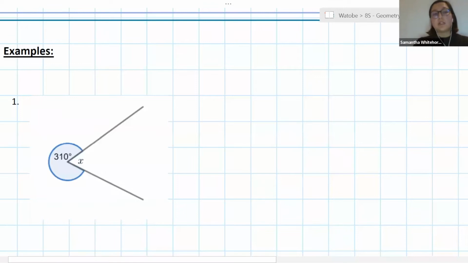So here I've got an angle X and a reflex angle of 310. Now guys, reflex angles are angles bigger than 180 degrees. Alrighty. So if I have a look here, I can see very clearly that I have got a central point, which is this point over here. And if I go all the way around, I get 360 degrees. So I'm working with angles around a central point.